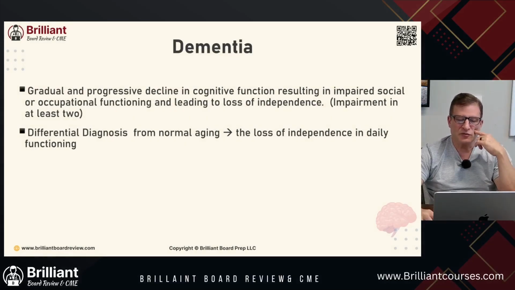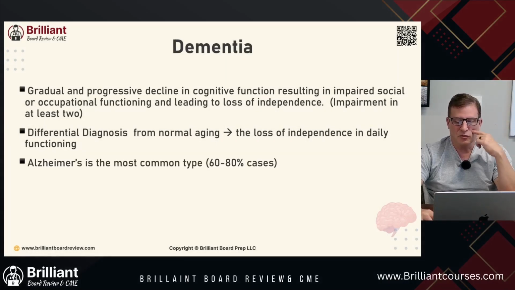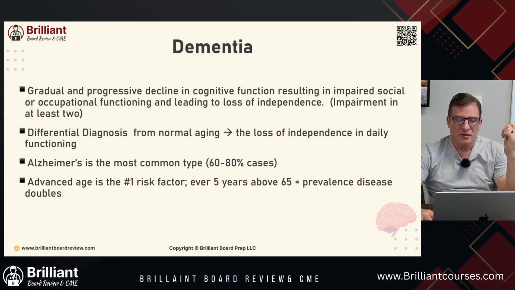Differential diagnosis from normal aging: the loss of independence and daily functioning. Alzheimer's is the most common type, which is 60 to 80% of the cases. Advanced age is the number one risk factor. Every 5 years above 65, the prevalence of the disease doubles. So aging is the number one risk factor.